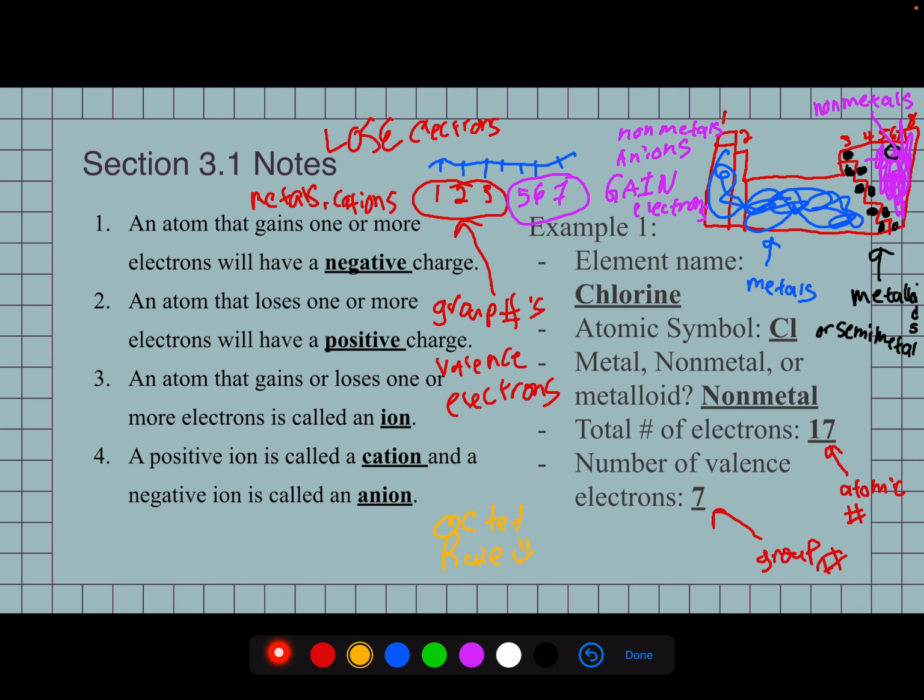So if we're talking about our chlorine here again, it's a nonmetal, it has 17 total electrons, and its number of valence electrons is 7. How many more electrons is it going to want to gain in order to get to 8? So it's going to want to gain 1. It's going to want to gain 1, and when it does, remember, electrons are negative. We're gaining something that's negative, so we're going to have more electrons than protons, so that's where we're getting our -1 charge from.